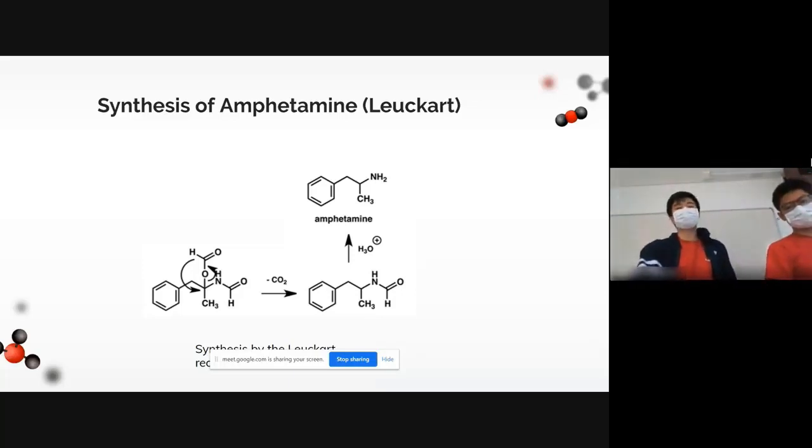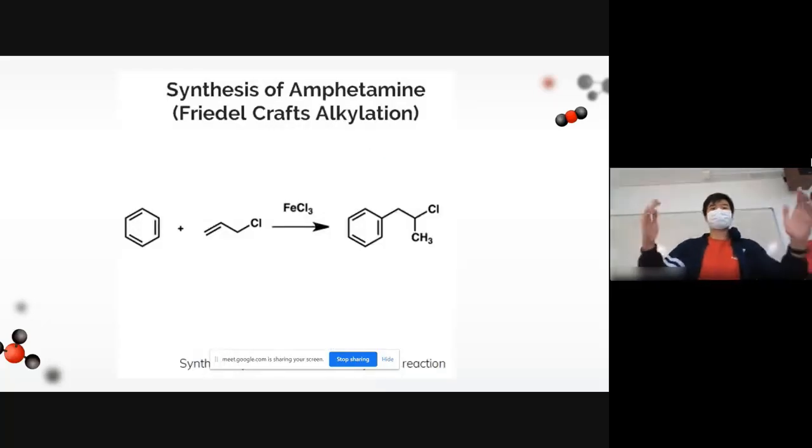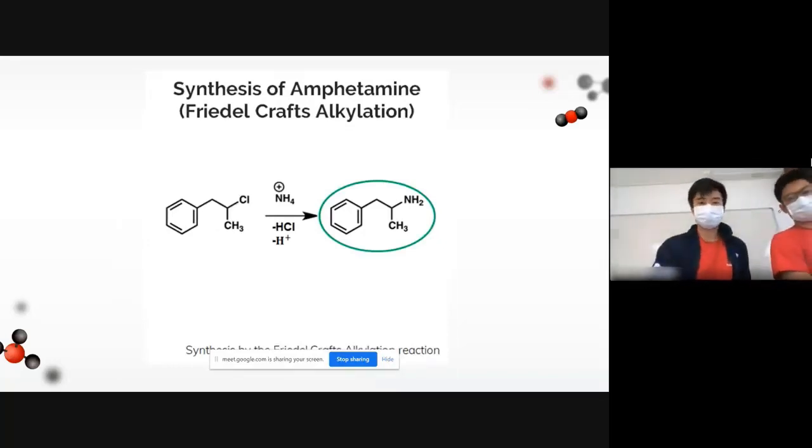Now, the next reaction is something you'll be even more surprised by, because it's even closer to our heart. It is Friedel-Crafts alkylation. It's an electrophilic substitution reaction that results in a product very close to our final product. And with the help of the ammonium ion, we can obtain amphetamine.